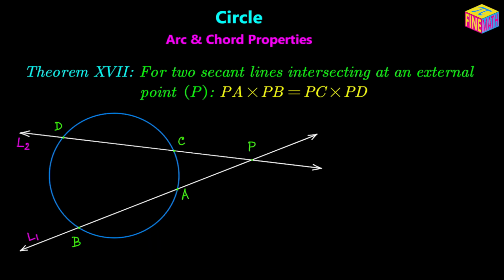Let's suppose we have a circle and we have two secant lines there. One of them is named as L sub 1 and the other one is named as L sub 2. And these two secant lines intersect each other at an external point P, and in such cases the product of PA and PB will be equal to the product of PC and PD. That's what we have to prove in this theorem. So let's get started with the proof.